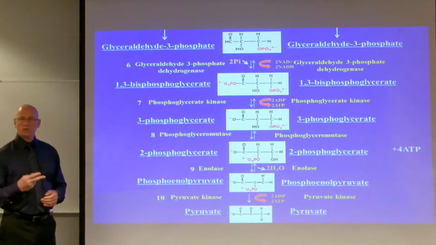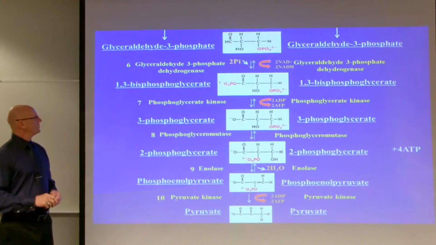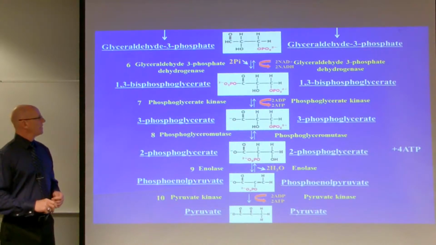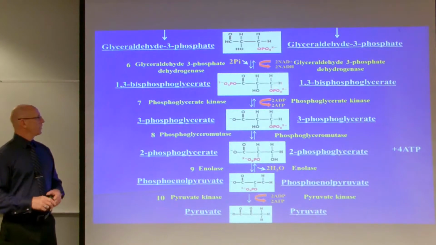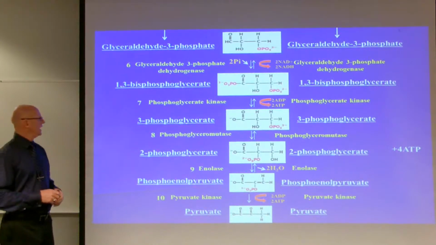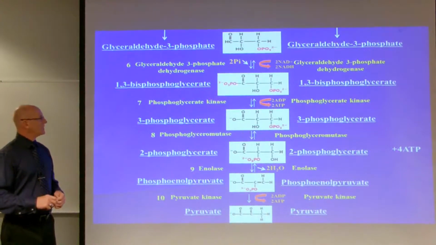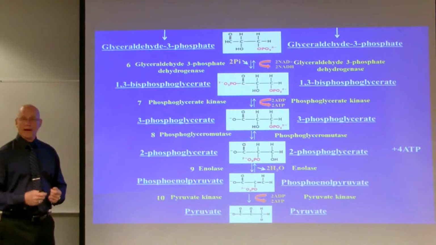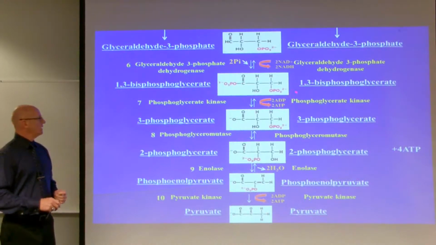And the bis means 2 phosphates. So now we have 2 phosphates at the 1 and the 3rd carbon. Now we're going to do a phosphoryl transfer with a phosphoglycerate kinase at step 7. We're going to take off one of these phosphates. Now this is where we start to get back some energy. So ADP will come in here and it will come out as ATP. We're taking off one of the phosphates here and gaining an ATP.